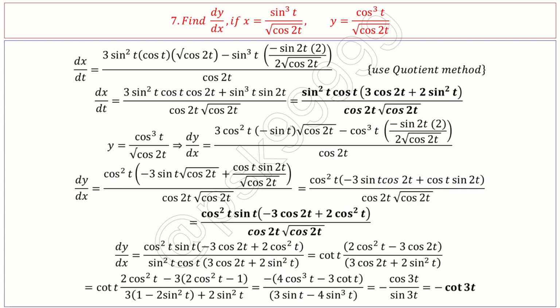Method is exactly the same. You are applying your parametric method, your quotient method, then trigonometric differentiation, chain method, all the things you are applying here in this problem. Okay, so do it yourself. This one definitely you should solve it yourself once and cross check your answer. Okay, next.